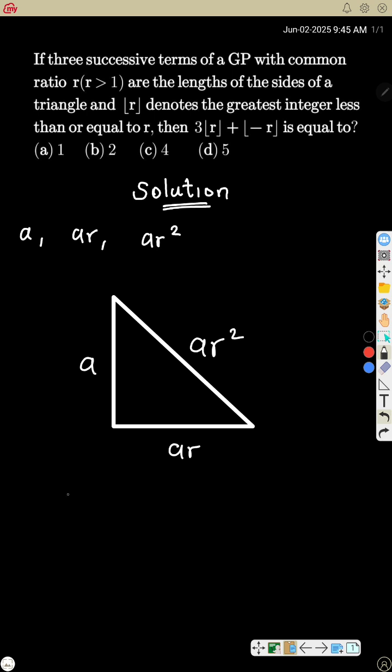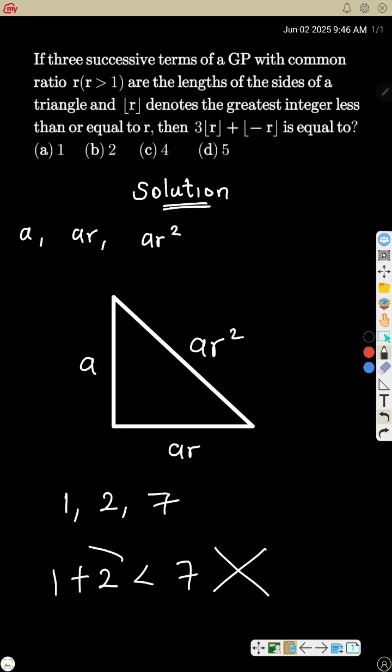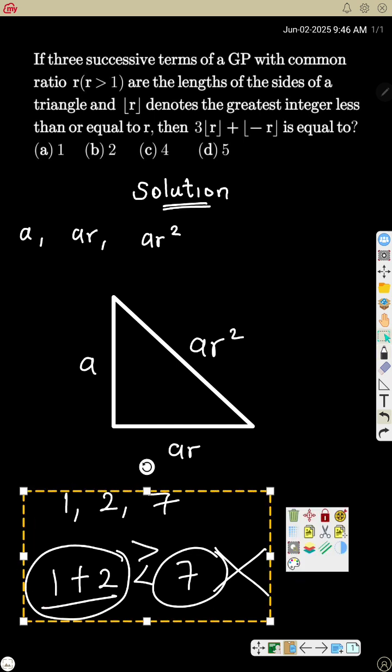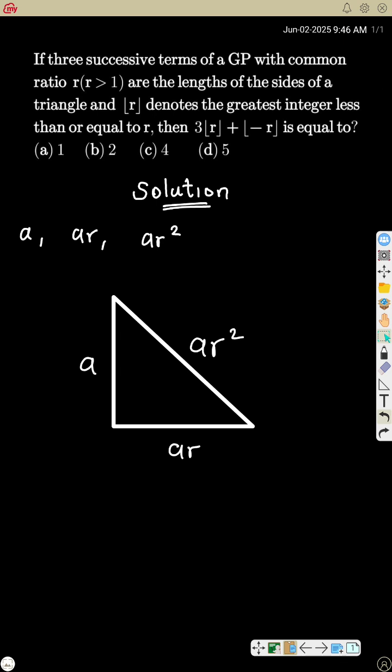Look at something like this. Can you form a triangle with 1, 2, 7? The first length is 1, the second length is 2, and their sum is less than the third side, so you can't form a triangle with this kind of numbers. So the triangle inequality states that the sum of two sides must be greater than the third side. Take note. I will apply that now. If the sum of two sides is less, then you can't form it.